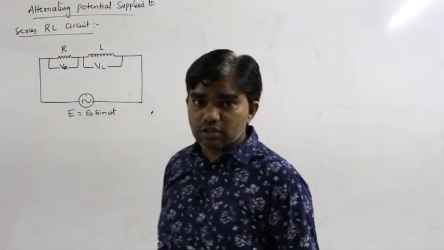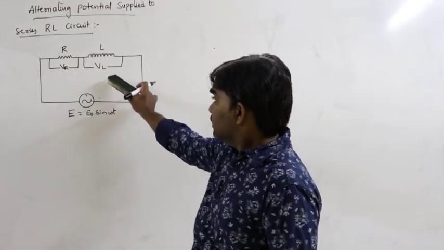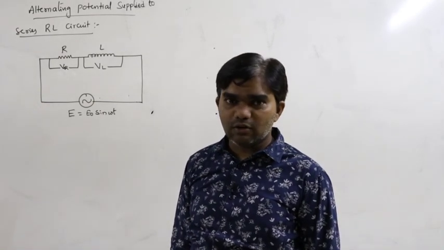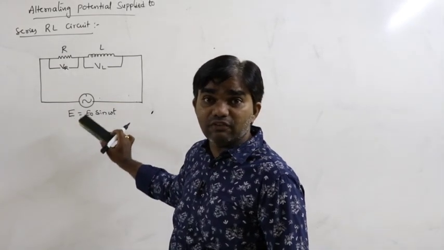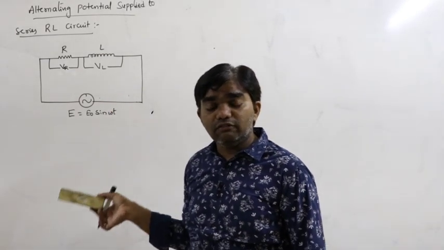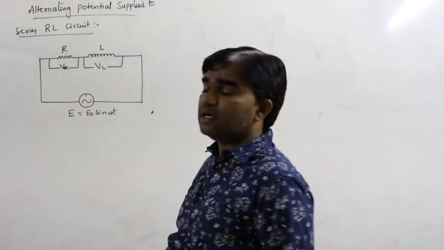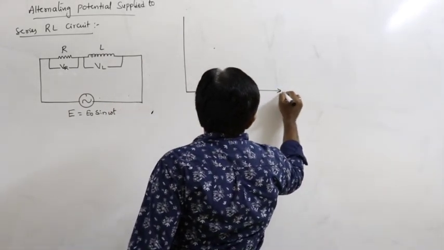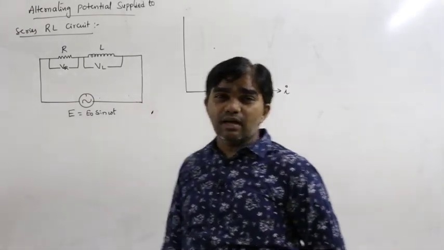Alternating potential value continuously varies with time and repeats at regular intervals. And here the potential and current are phasor quantities, not scalar quantities. This can be represented in terms of phasor diagrams only. See here, if we draw the phasor diagram, let us say the current must be considered along the x axis.